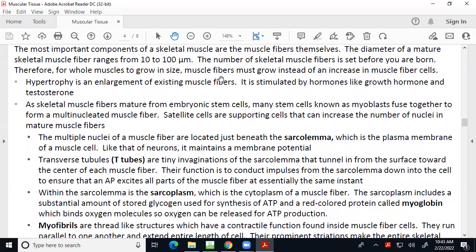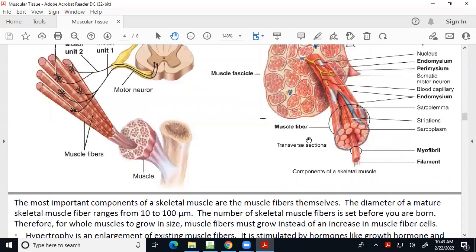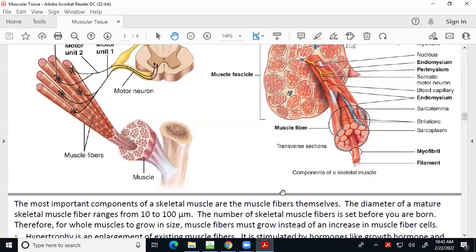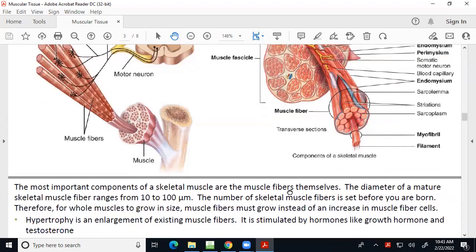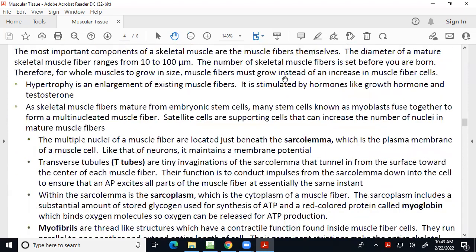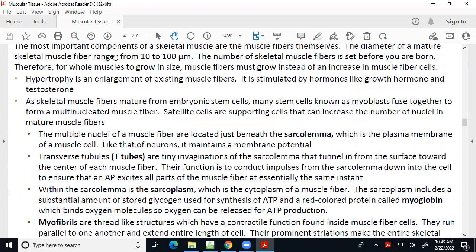Reading through, the most important components of a skeletal muscle are the muscle fibers themselves. Remember, muscle fibers are just a fancy way to describe the muscle cells. The diameter of a mature skeletal muscle fiber can range from 10 to 100 microns.